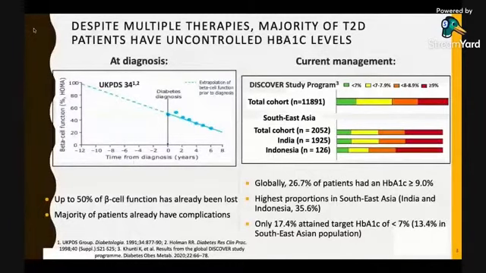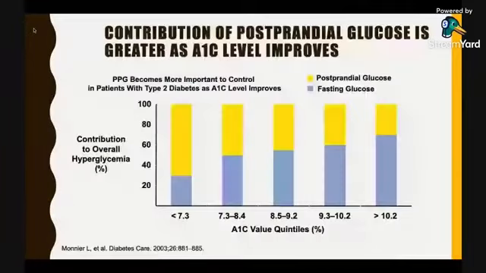And majority of our patients already have some kind of complications. Now, if you look at the Montreal data, we all know about this. So contribution of postprandial glucose is greater as the HbA1c level improves. So this is the Western data. But if you look at them first, and then I will take you through the Indian data.